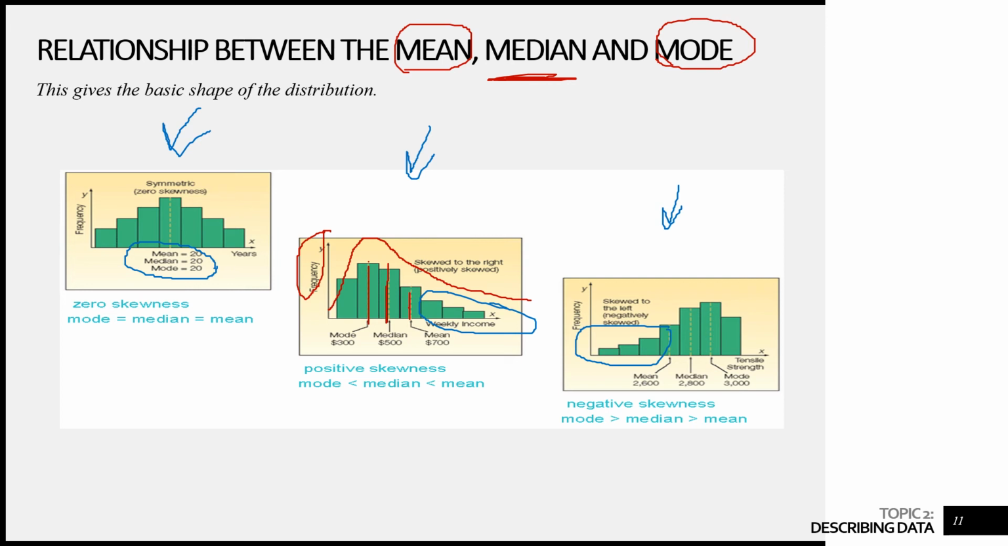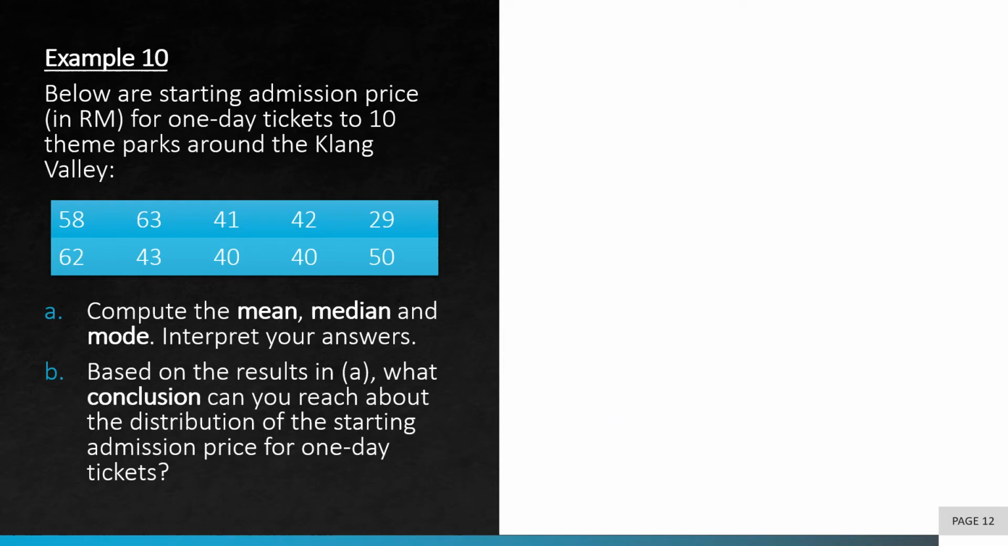How about the negatively skewed? Again, start with the mode, because the mode has the highest frequency here. So this is your mode, followed by the median, which is in the middle, and followed by the mean. So if you were to outline this distribution, see, you have the negatively skewed distribution.